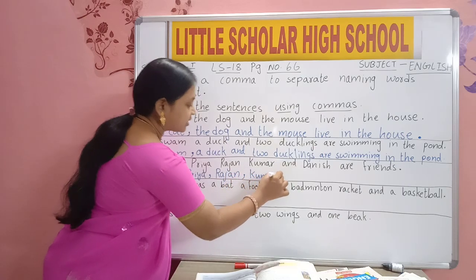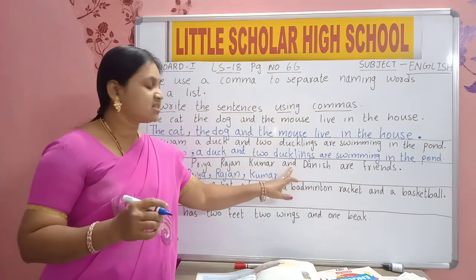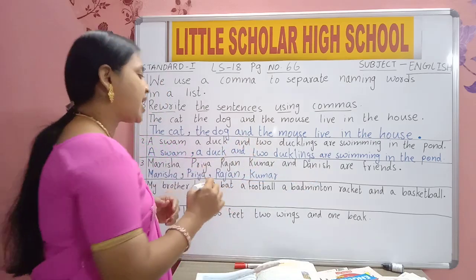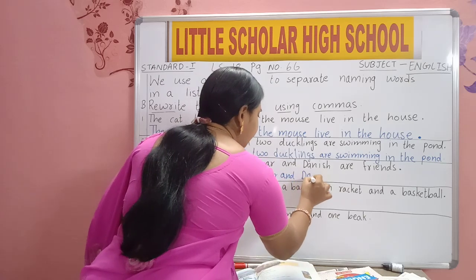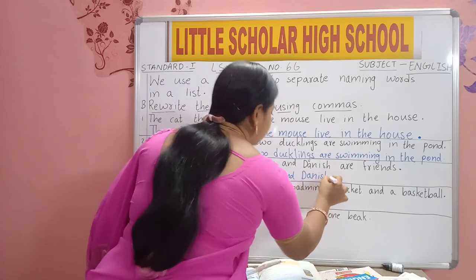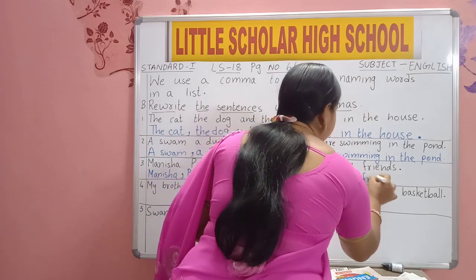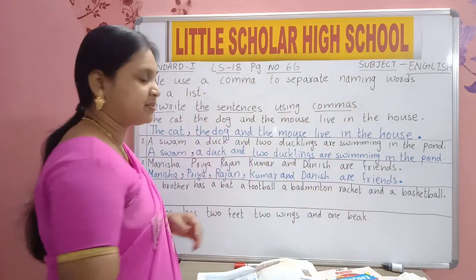K-U-M-A-R, Kumar. After Kumar, "and" is given, and Danish. So "and" is given to separate Kumar and Danish, so no need of putting a comma. You will write "and" only. A-N-D, and. Danish, D-A-N-I-S-H, Danish. F-R-I-E-N-D-S, friends, and put a full stop.